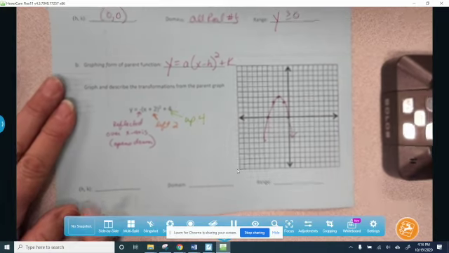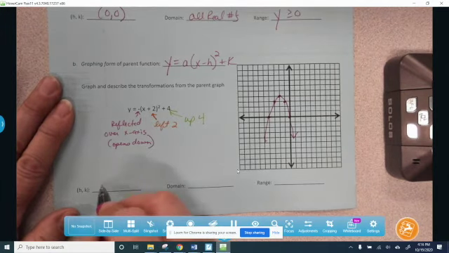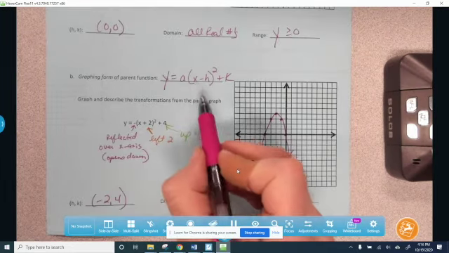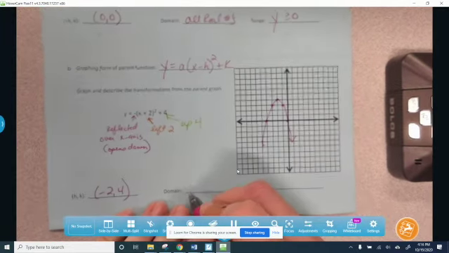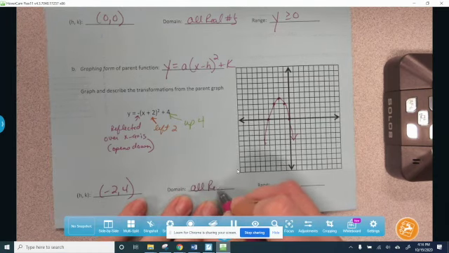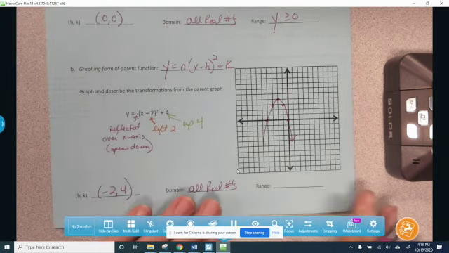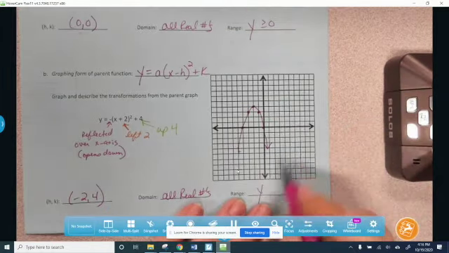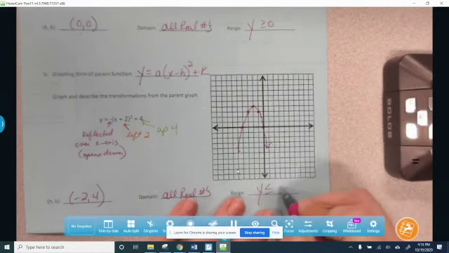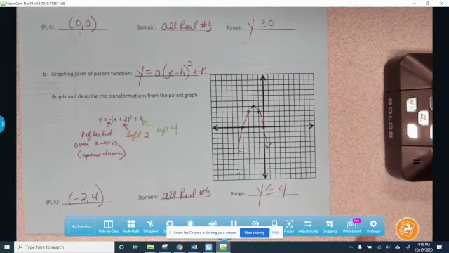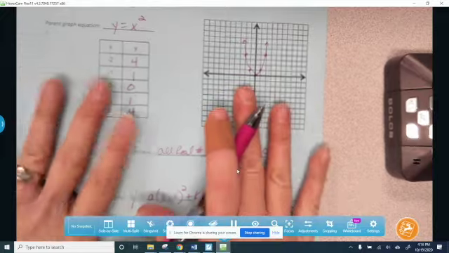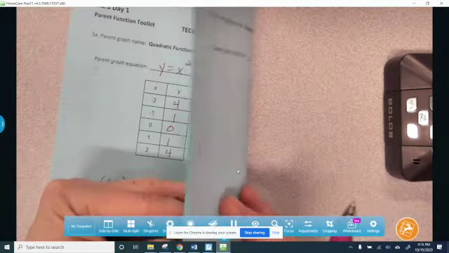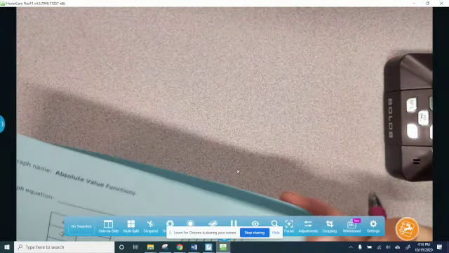Our new h, k is still the vertex, (-2, 4). The domain of this one, you can still plug in any number for x, so the domain is still all real numbers. But for the range, notice the y values are all below or equal to 4. So nothing new with page 1. What we're going to do now is this very activity with 5 more parent graphs.